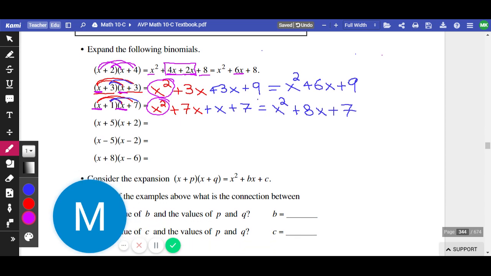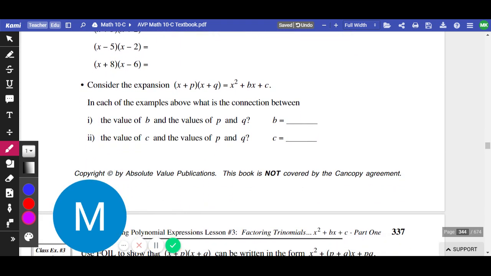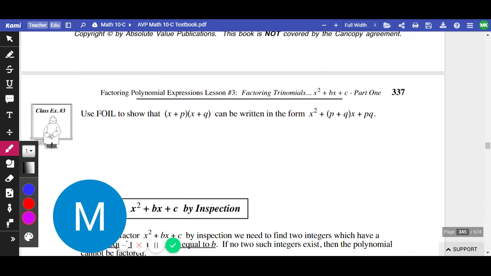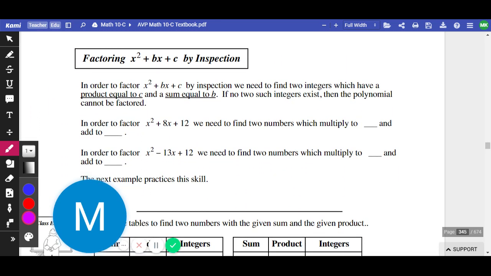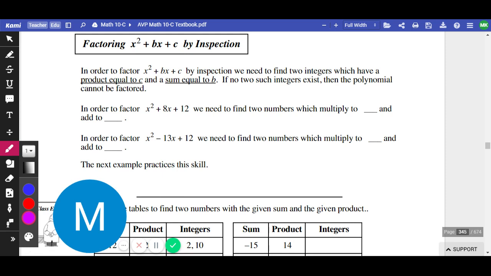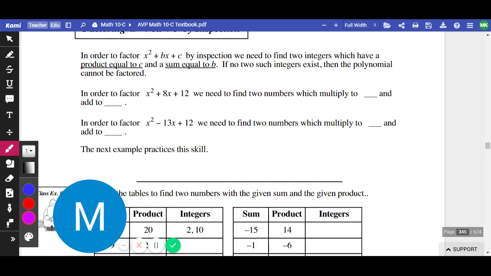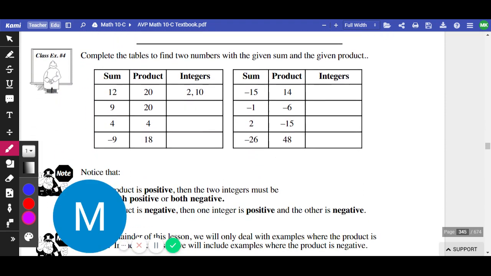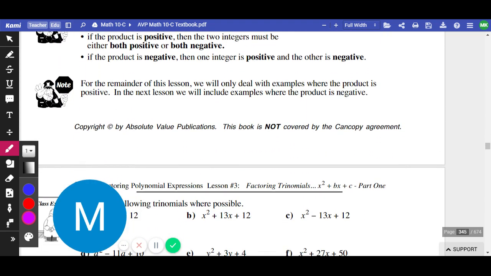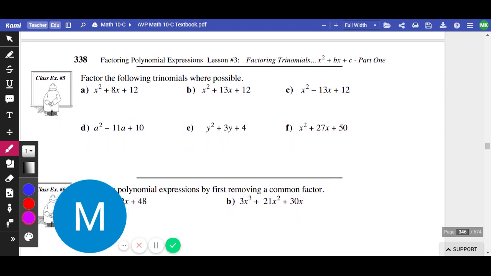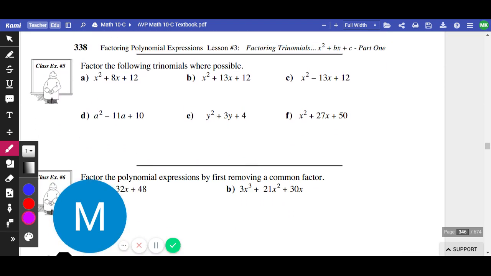We're going to scroll down a little bit. Under here, factoring by inspection. We're going to keep going. Here, that's example 5. The stuff above is just a build-up for a different method on how to factor. I use something different.